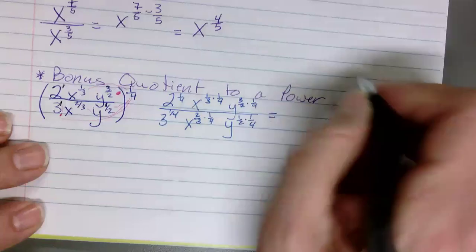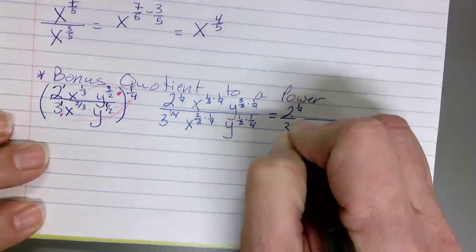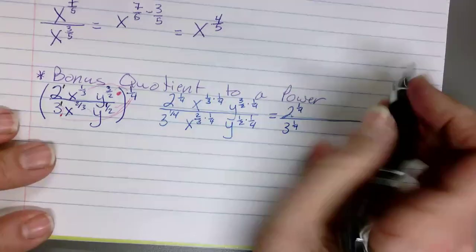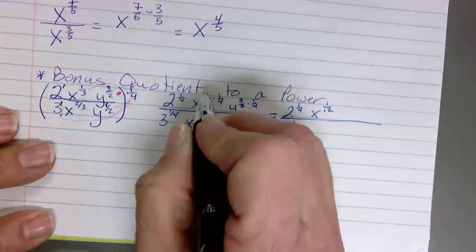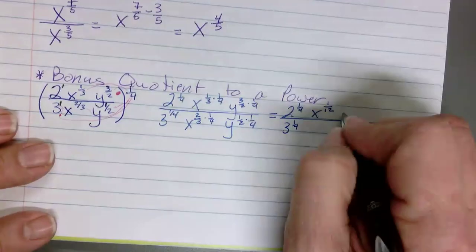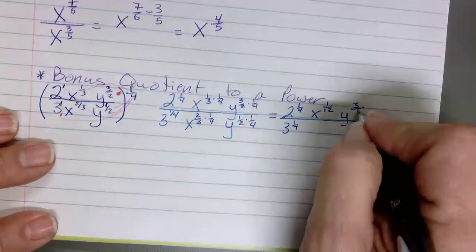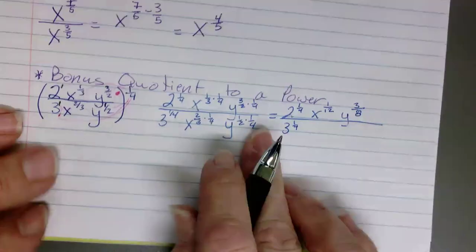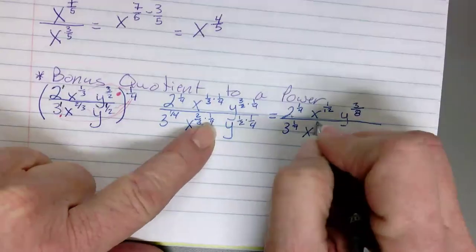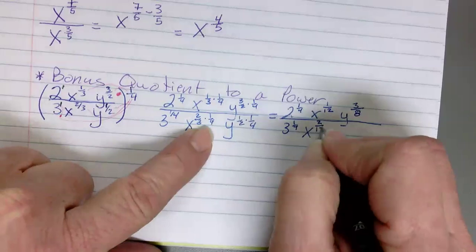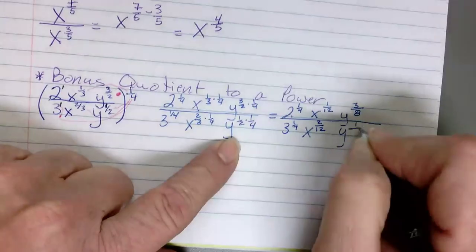So we're going to stay with 2 to the 1/4 over 3 to the 1/4. We're going to just leave those. And then we've got x to the 1 on the top over 12 on the bottom, right? 3 times 4 is 12. And then y, 3 times 1 is 3 for the top, and then 2 times 4 is 8 for the denominator. Doing the denominator here, we've got x, 2 times 1 is 2, over 3 times 4 is 12. And then y, 1 times 1 is 1, over 2 times 4 is 8.